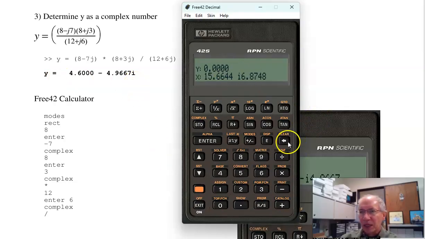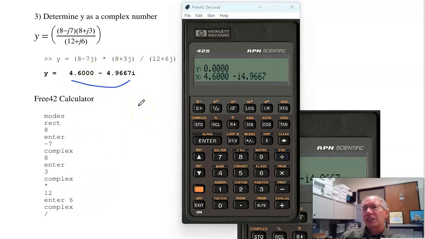With an HP, I kind of do the same thing. I do 8, enter, -7, complex. Second number, 8, enter, 3, complex. Now multiply. 12, enter, 6, complex. Divide, and there's your answer. Kind of a suggestion: if your calculator can't do this, you need a new calculator. If it can, you should be fine for Circuits 1.